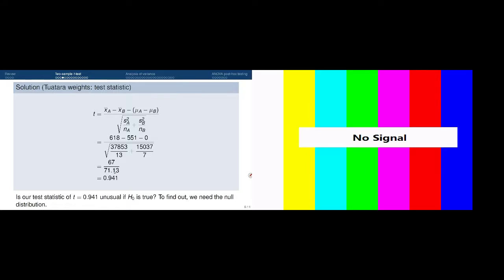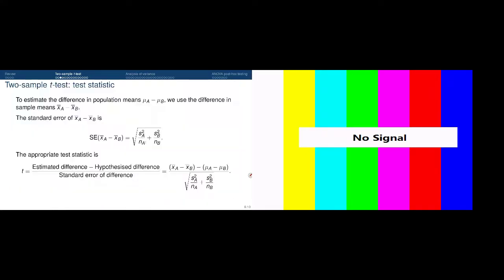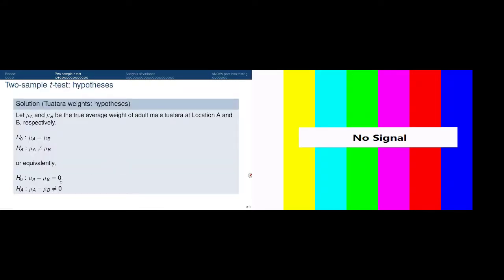So that zero is kind of like this zero here. If you're just purely testing for a difference between location A and location B, then yes, that number will be zero, because the null will be that mu A minus mu B equals zero. So that's the hypothesized difference, if we're just testing for a pure difference.